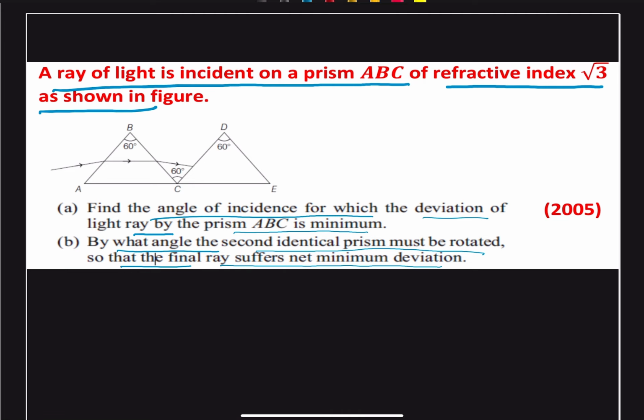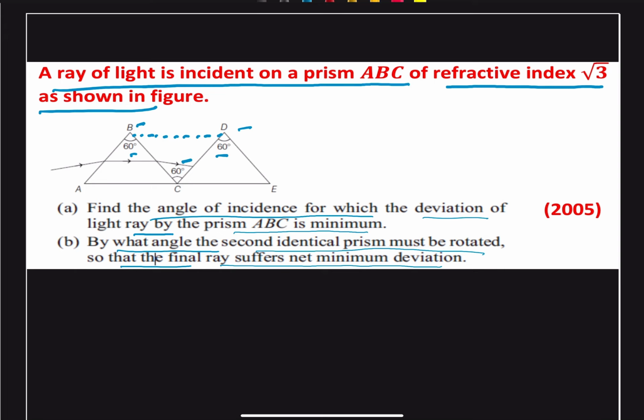One prism is our ABC and another prism is our CDE, and both these prisms are, you can say, identical, and the respective angles are given as 60 degrees, and the angle between the two prisms is also given as 60 degrees. Okay, so this basically is forming somewhat like an equilateral triangle.